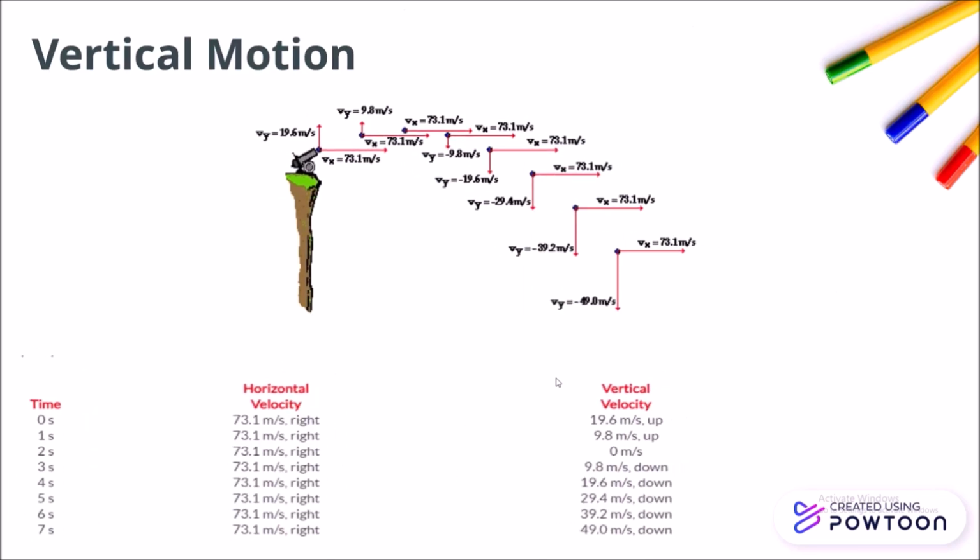Here is an example of the vertical motion. As you can see, the vertical velocity started at a positive number. That is because it was launched upwards, and it continues to decelerate until it reaches the maximum point. And then as it goes down, the velocity starts to go in the negatives because it's going downwards.